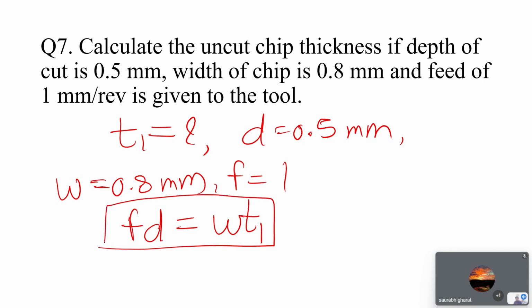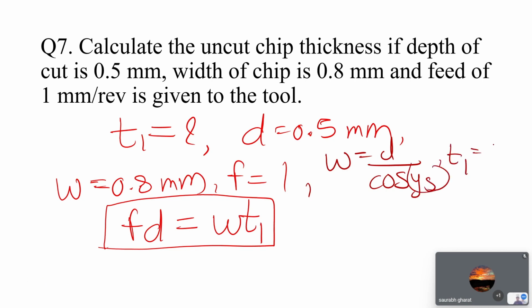You know the previous formula that was just written for calculating the width and the uncut chip thickness or the ratio. The width W is equal to D by cos phi, and your thickness is equal to the uncut chip thickness, F cos phi.